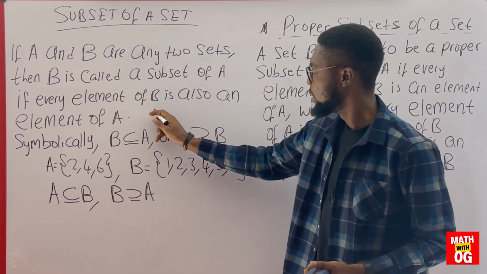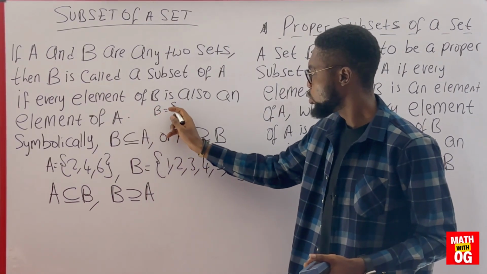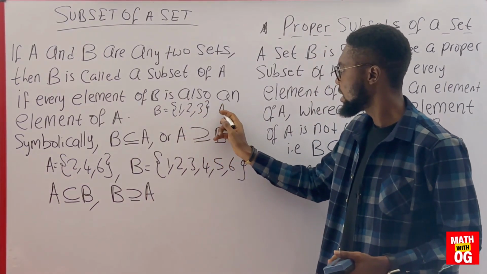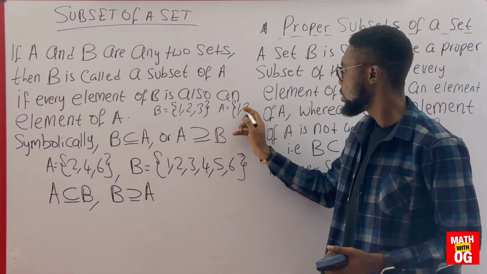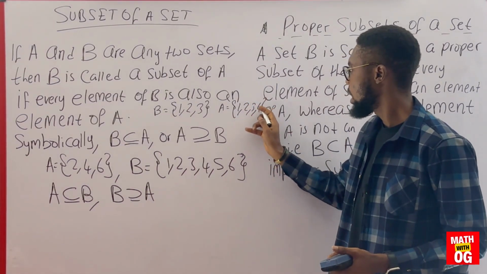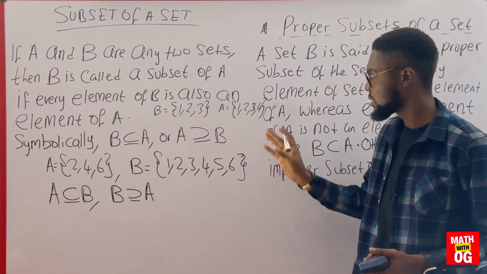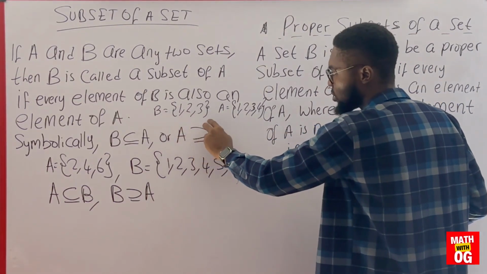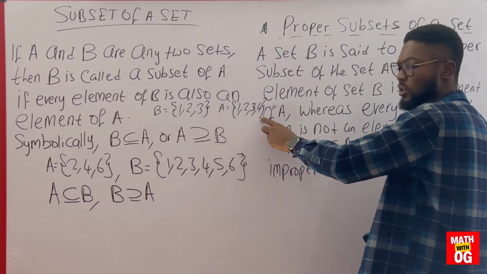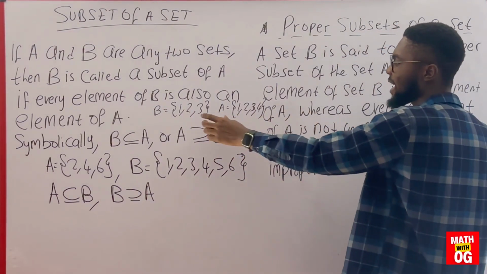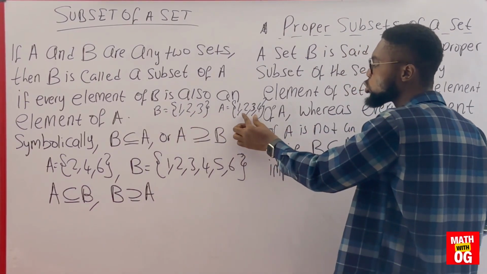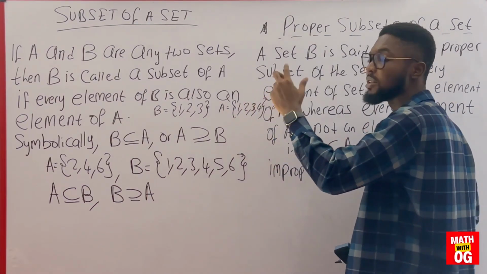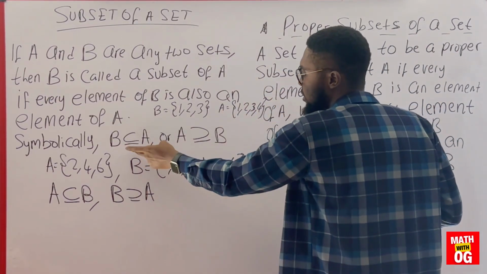So if I have a set B equal to {1, 2, 3}, and a set A equal to {1, 2, 3, 4}. As you can see on the board, sorry that my writing is kind of small because of the little space here. So this set B here is {1, 2, 3}, and set A here is {1, 2, 3, 4}. Because every element in B is also in A, 1, 2, 3 is in B, 1, 2, 3 is in A, therefore B is a subset of A.